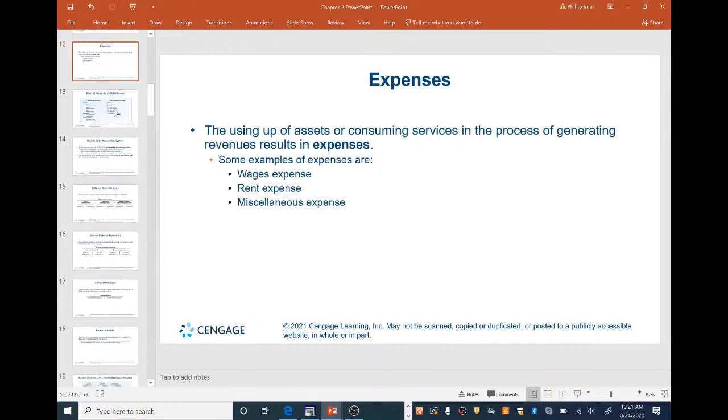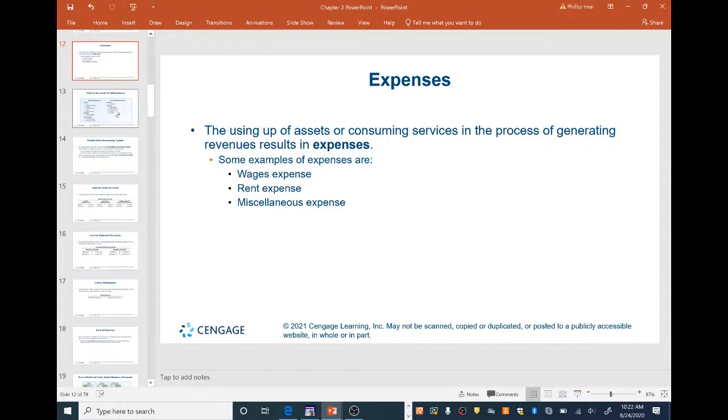So let's talk about expenses. Obviously, expenses is the using up of assets or consuming services in the process of generating revenues, which results in an expense. So an expense is something necessary in order to be able to turn a revenue, or to be able to produce a profit or a revenue.